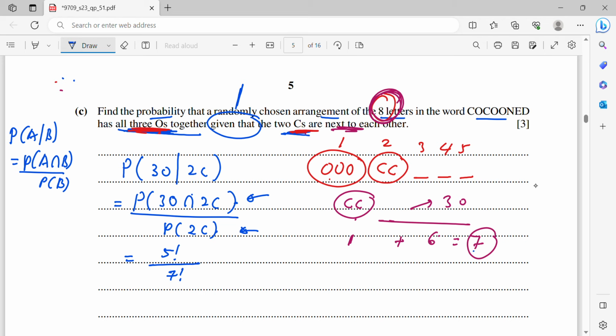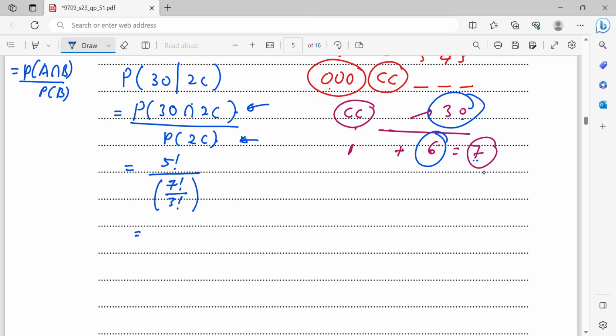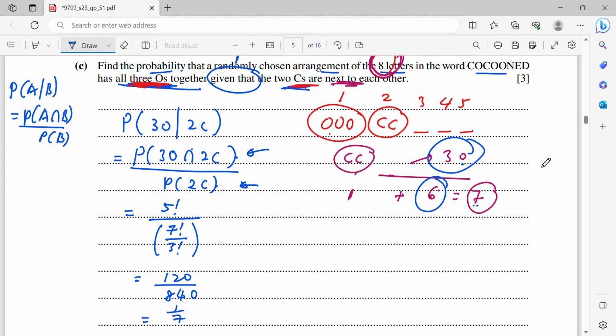Then don't forget, out of this 7 factorial, you still have 3 O's. So you cannot just leave 7 factorial here. You must divide by the repeating factor, the repeating objects, which is 3 factorial. This 3 factorial means the O's. Then at last you will get 120 over 840, and this can be simplified to 1 over 7. So this is how we solve this part C.